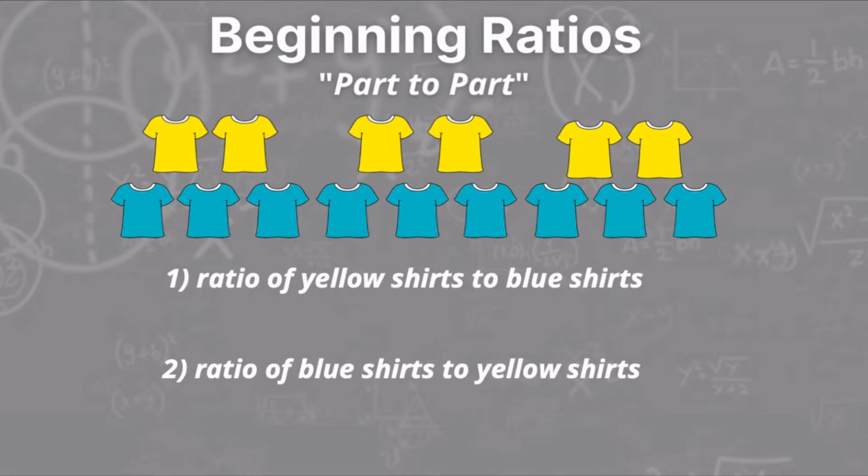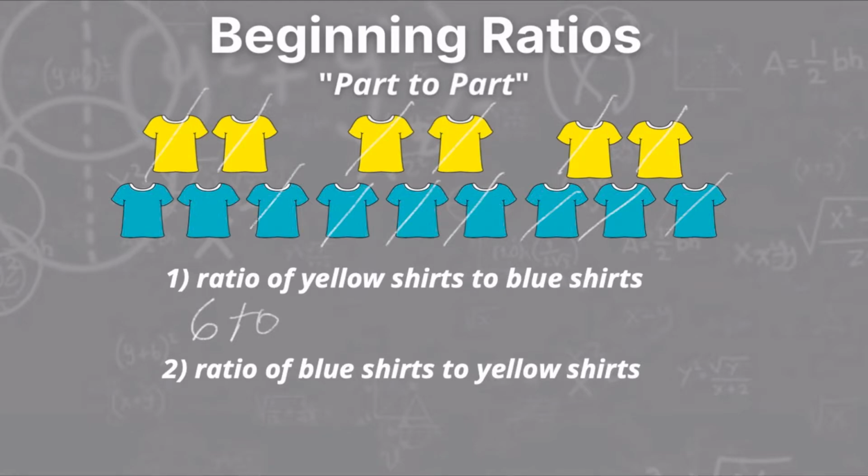Now there's a few different ways we can write these ratios out. So let's start counting. Here we've got a number of yellow shirts. If we count them, we have 1, 2, 3, 4, 5, 6. 6 yellow shirts. So we can write that as 6 yellow shirts to how many blue shirts? So let's count the blue shirts. We have 1, 2, 3, 4, 5, 6, 7, 8, 9. 9 blue shirts. So that gives us a ratio of 6 yellow shirts to 9 blue shirts.